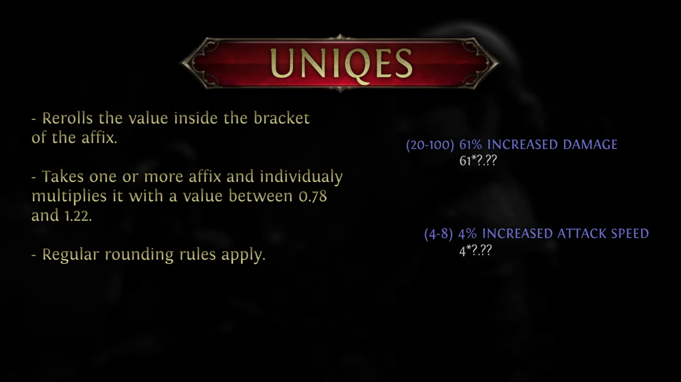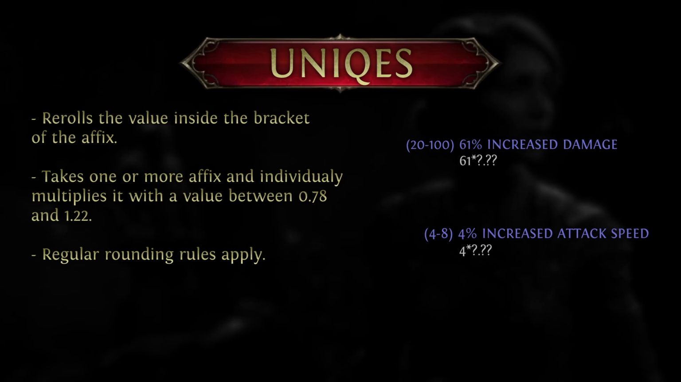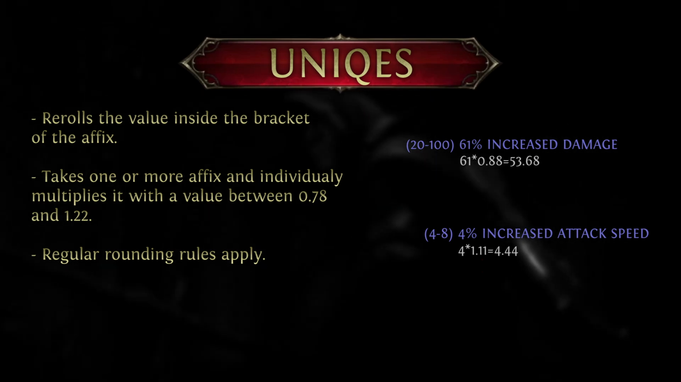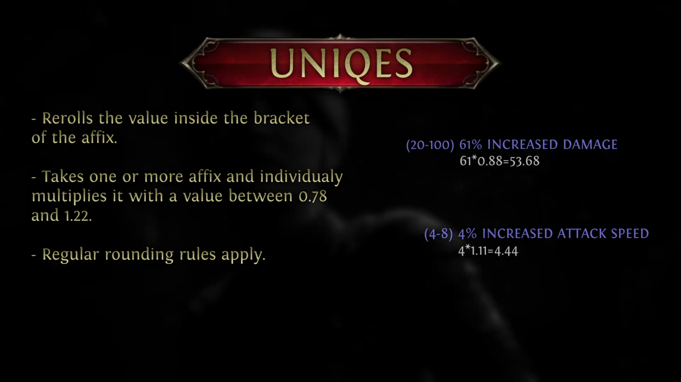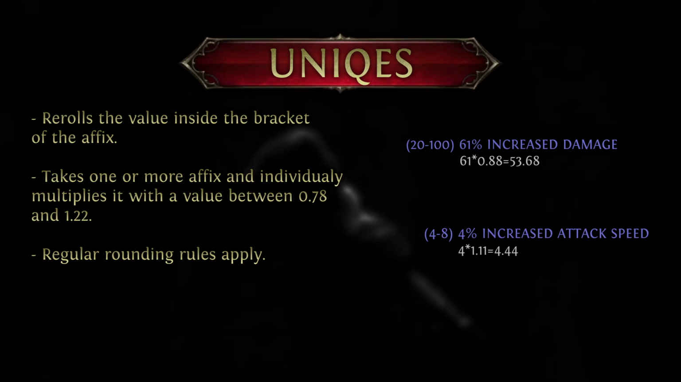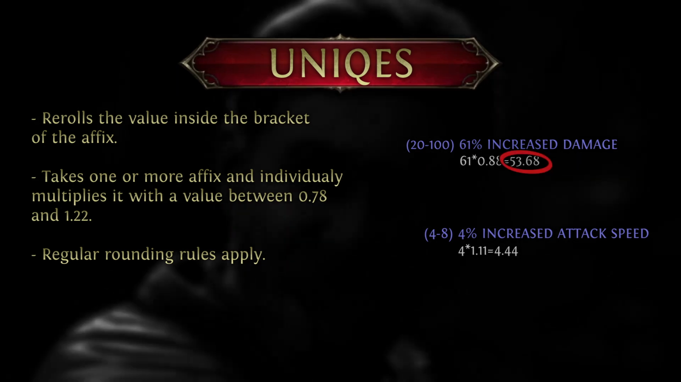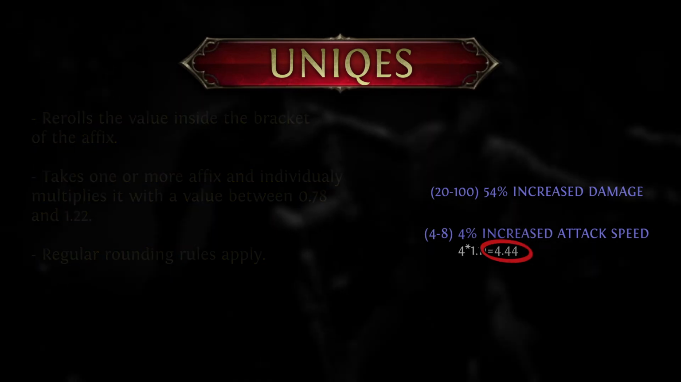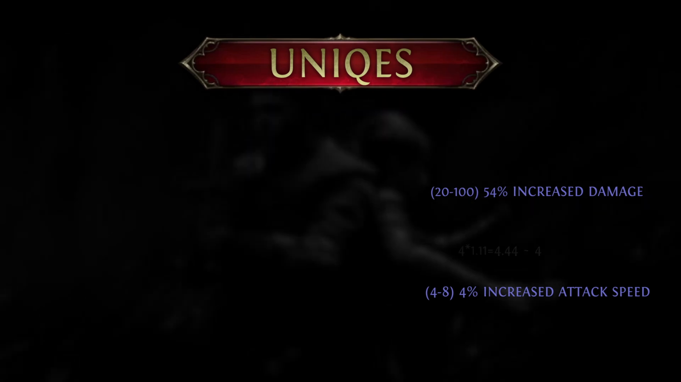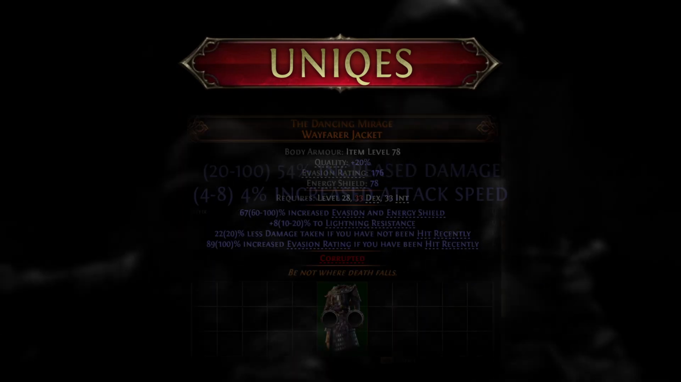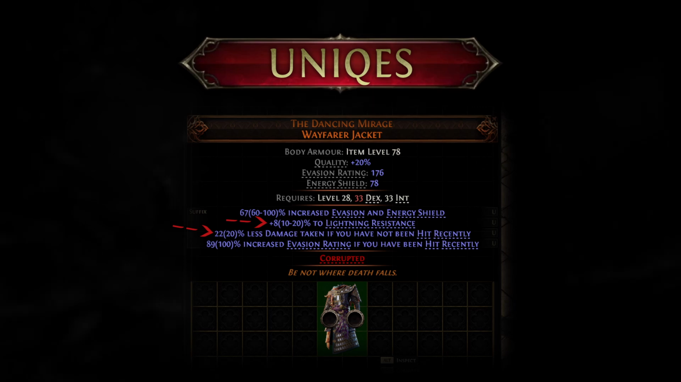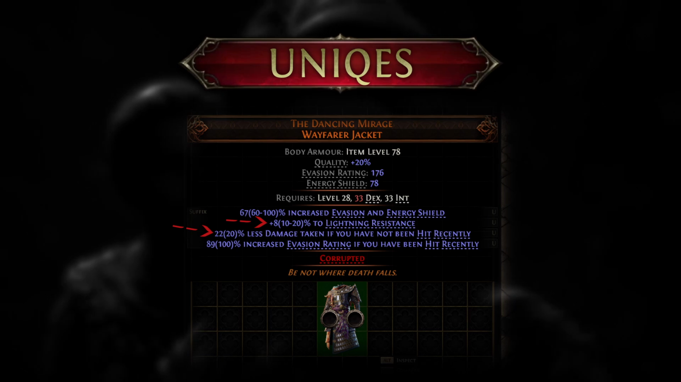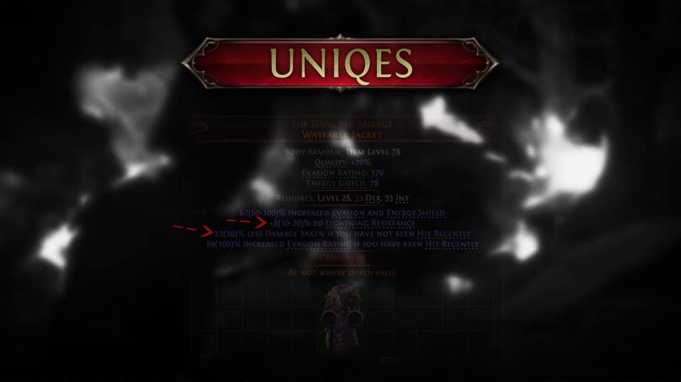Each individual affix gets its own multiplier, so one can get 0.88 and another one can get 1.11. Then it takes that result and rounds it either up or down. Regular rounding rules apply here, so if a value ends up being 53.68, it would round up to 54, and if it ends up being 4.44, it would round down to 4. Just to remind you, these values can exceed the regular values on the unique item, and the value does not need to be close to perfect to be able to exceed the value, because if this outcome gets chosen, the value will be re-rolled before applying the multiplier.